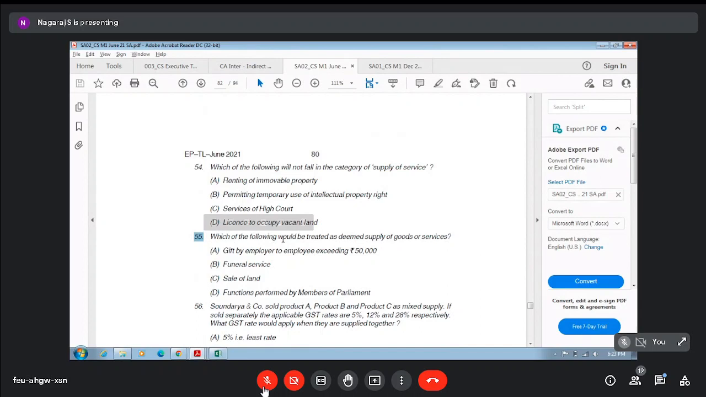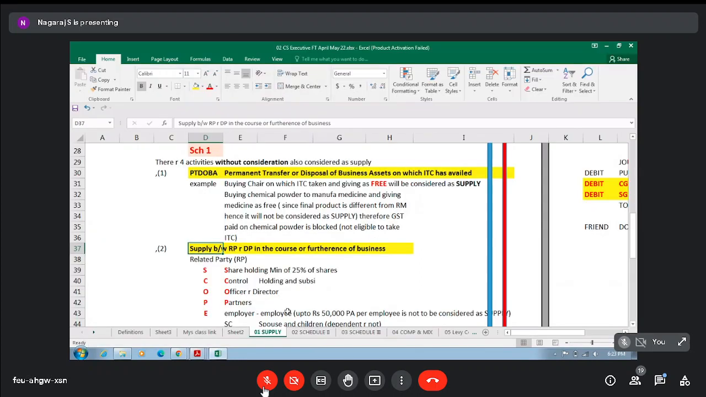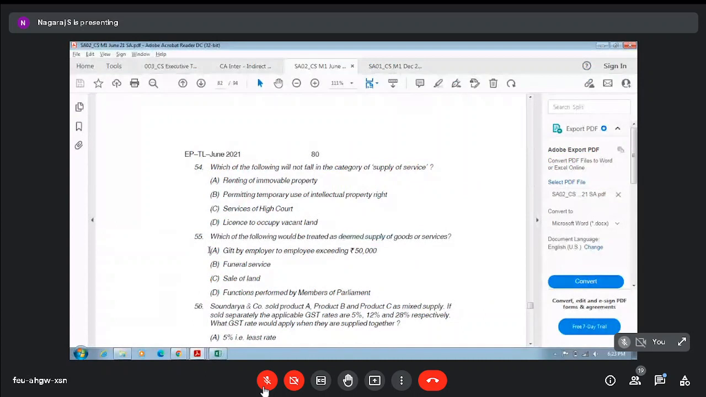Which of the following would be treated as deemed supply? Deemed supply of goods or services. Gift by employer to employee exceeding rupees 50,000. Up to 50,000 is not supply. Above 50,000? Considered as supply. Answer A. Okay. I will come to these things.